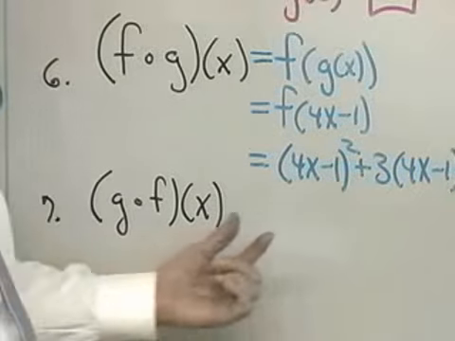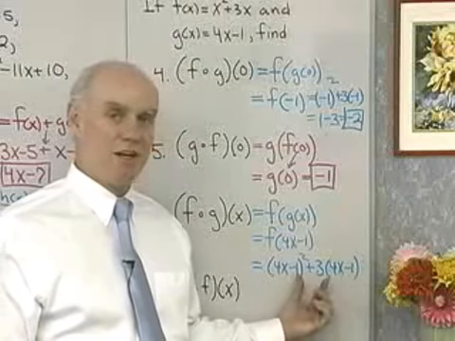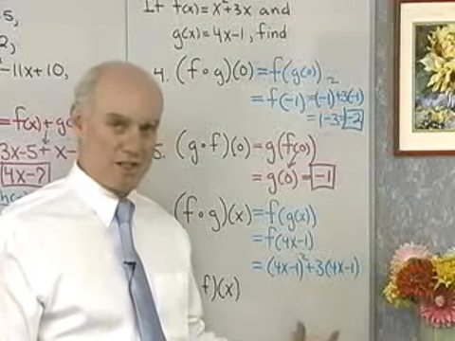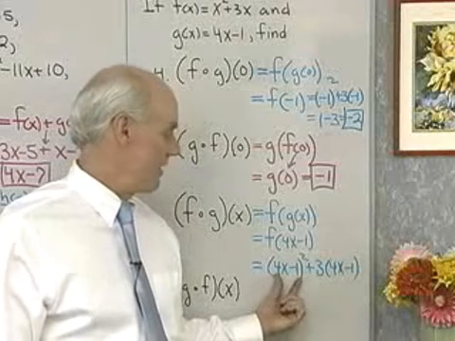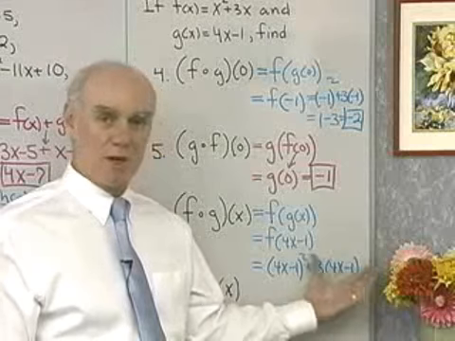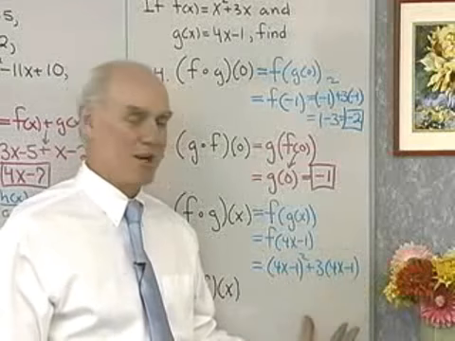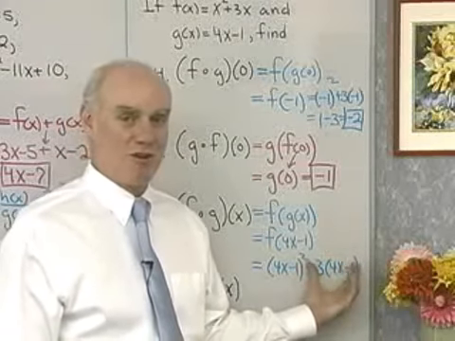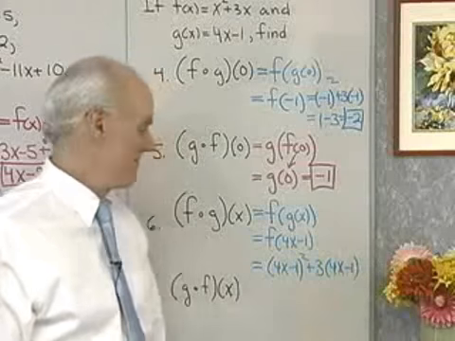So I'm not going to take it any farther than that. I just want to leave it in this form right here. If you were doing this on your homework, you want to go ahead and simplify this. Multiply this out, 4x minus 1 times 4x minus 1 plus 3 times 4x minus 1, then combine similar terms. But I'm about to run out of room here, so I'm just going to leave it there. You can finish this problem. Let's look at the next one.